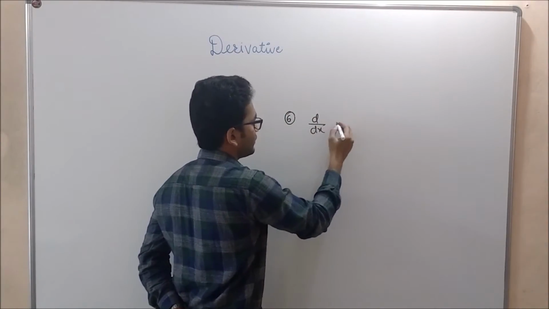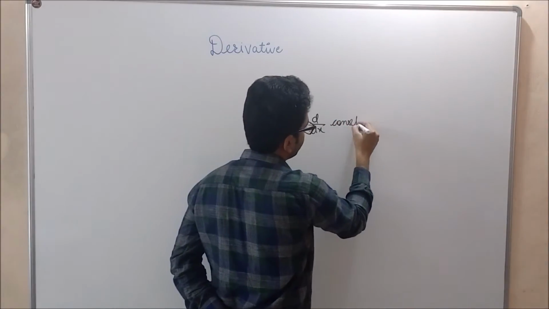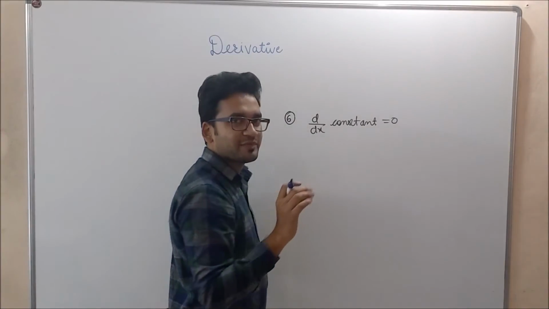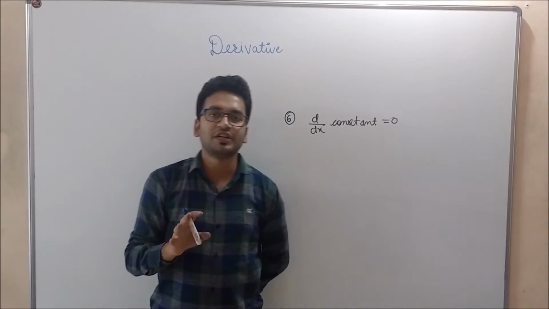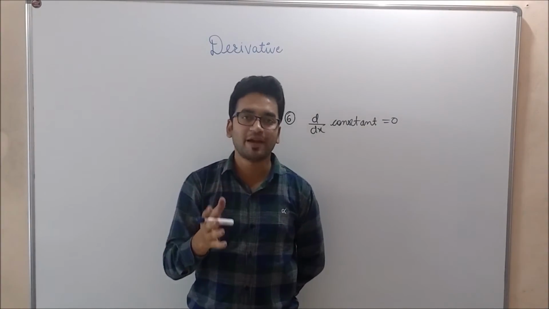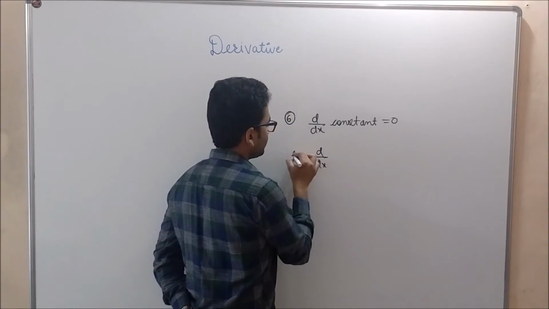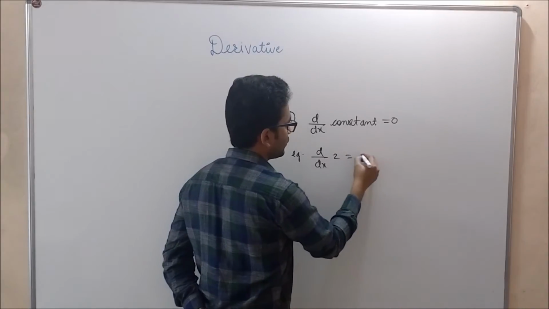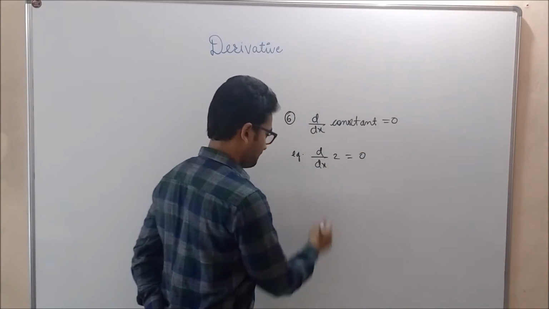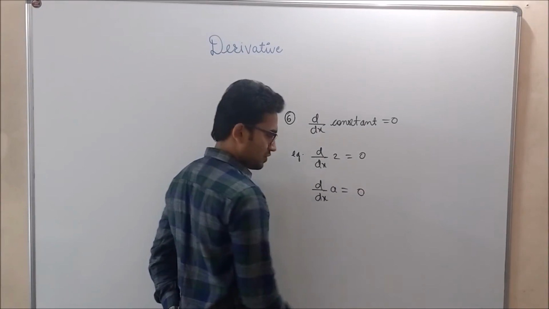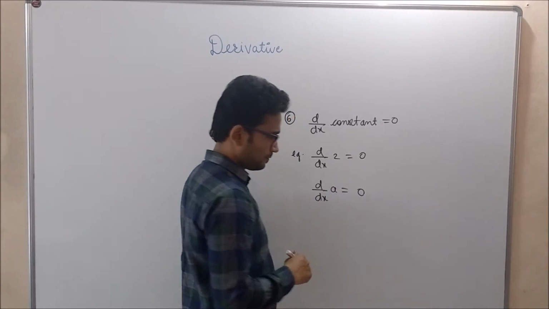Now moving on with the sixth and the last formula of this category, which is derivative of constant, and it is always equal to 0. Now what is meant by a constant? Constant can be anything, like any alphabet, any number. For example, derivative of 2 is 0 because 2 is a constant. Derivative of a is also 0 because a is a constant.